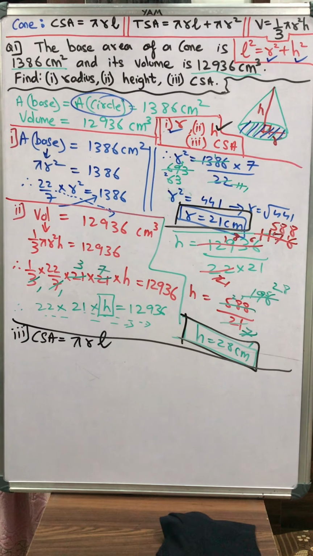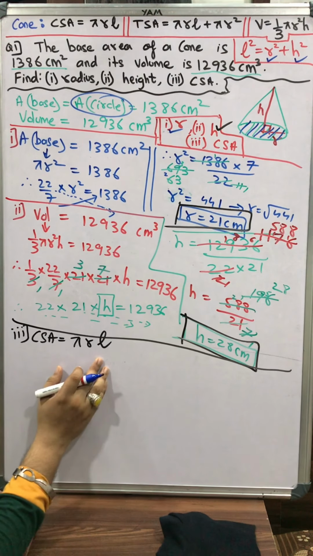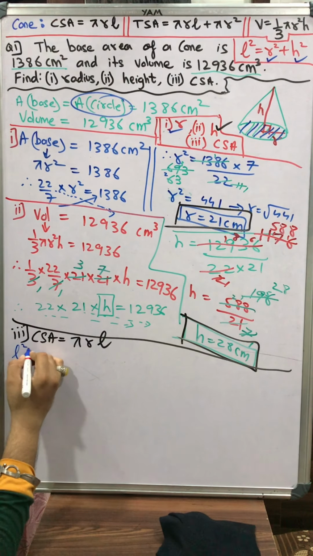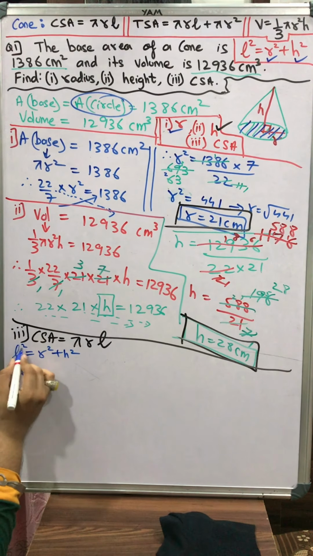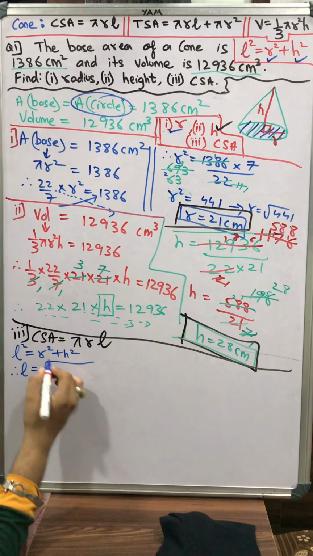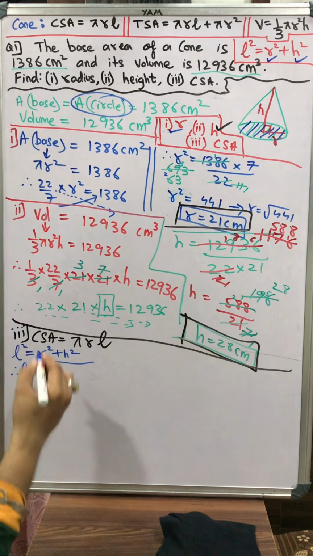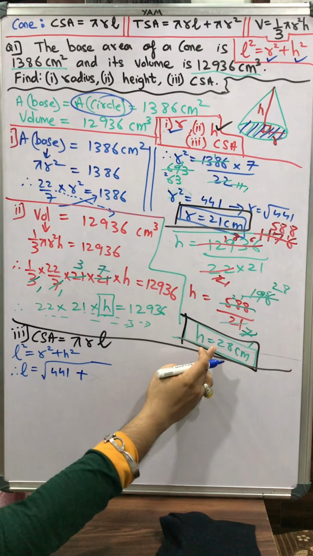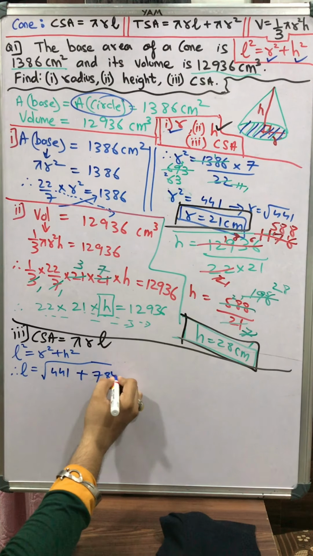Now students, we need to find out the L. What is the relationship? L square is equal to R square plus H square. Because I wrote the formula here and then I realized that I don't know L, now I'll find the L. L square is equal to R square plus H square. Therefore L, when the square goes on the right hand side, becomes square root. R square means square of 21. R is 21. Square of 21 is 441, plus as it is plus H square, means square of 28, and when you find the square of 28, students, it will come to 784.